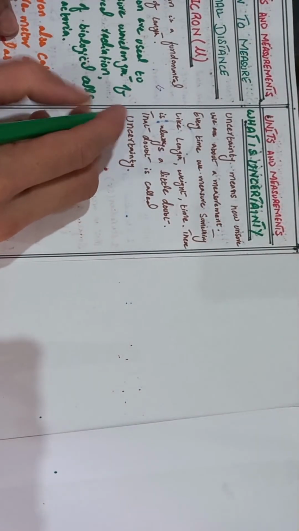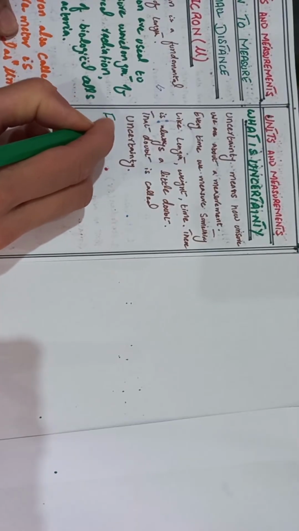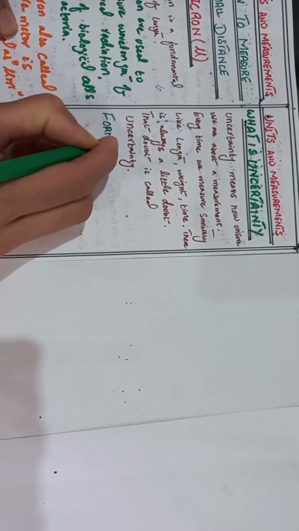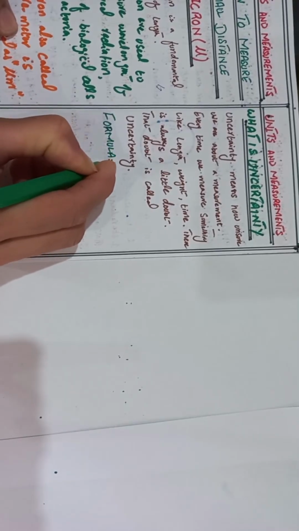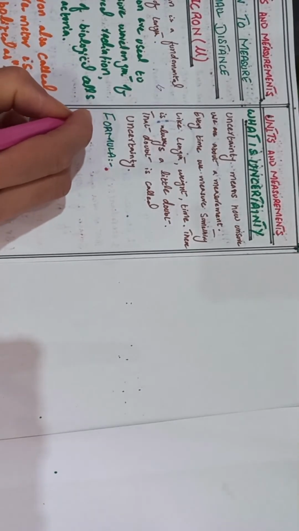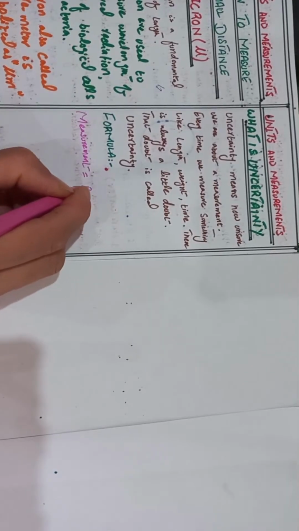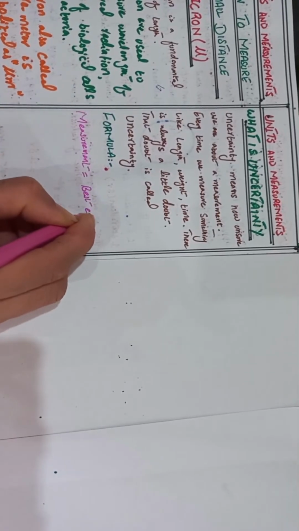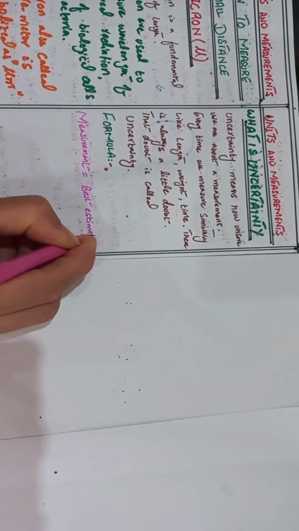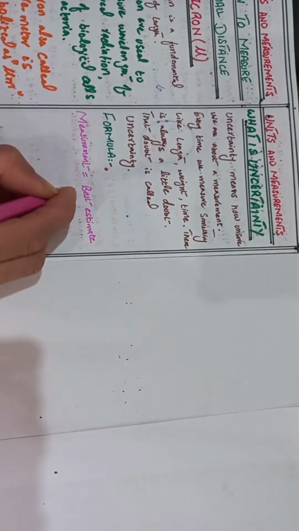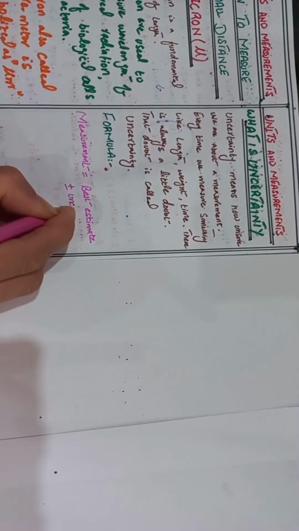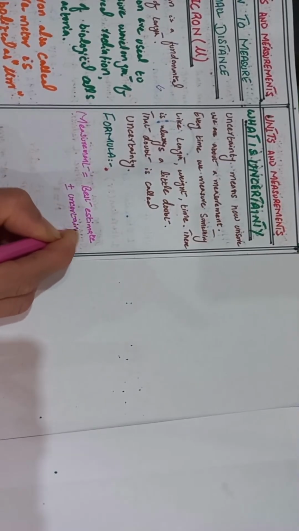Now we discuss its formula. What is the formula of the uncertainty we use? The measurement is equal to the best estimate, the value that we calculate as the best estimate, plus or minus the uncertainty.